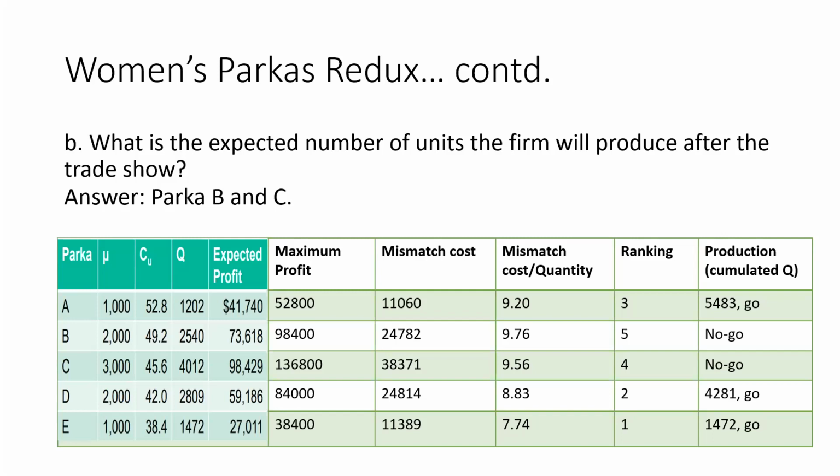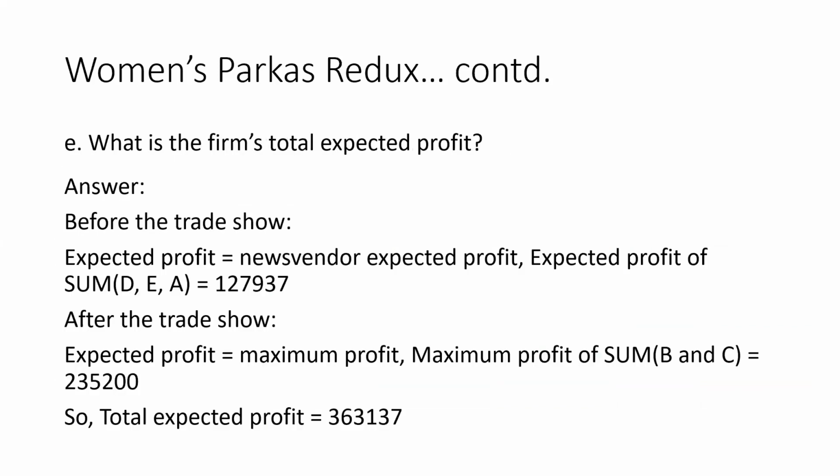After the trade show, it's going to earn maximum profit. Maximum profit is equal to mu times Q. So in the table, maximum profit is Paca B and Paca C. Add these two numbers together, and then the total expected profit is those two parts together. Make sense?